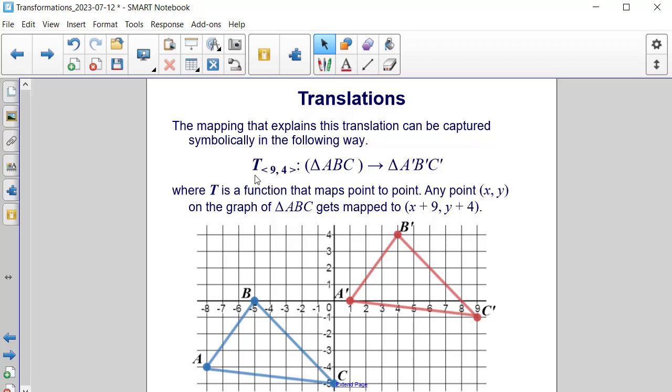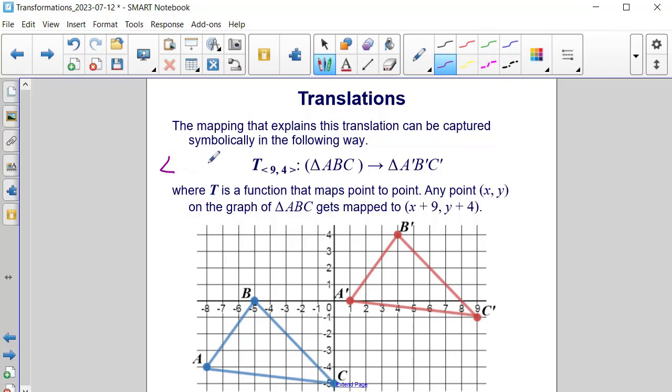We have capital T for translation, with the units of 9 and 4, because 9 represented the number of horizontal units that we're moving, and 4 represented the number of vertical units we were moving. And we're putting this in what's called vector notation, where we have these special parentheses that look like a less than and greater than sign on the keyboard, with the x direction as the first coordinate and the y direction as the second coordinate.